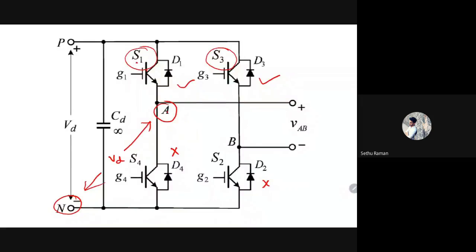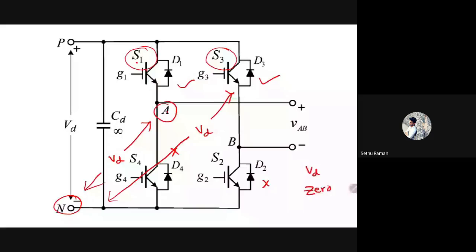Okay. Similarly, when S3 is on, right? What is the voltage? This is also minus VD, right? Agree? Why minus VD? It's plus VD only, right? See here, there is no minus VD here, right? Either it may be VD or it may be 0.